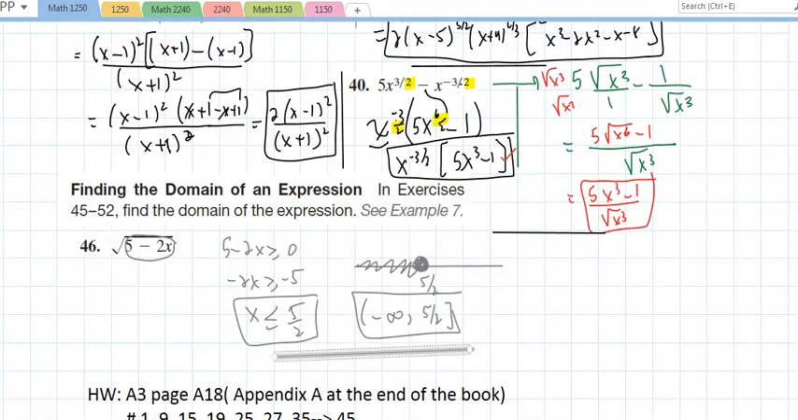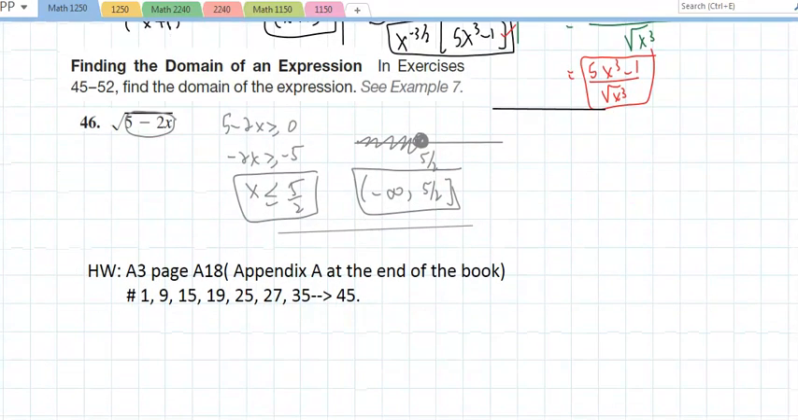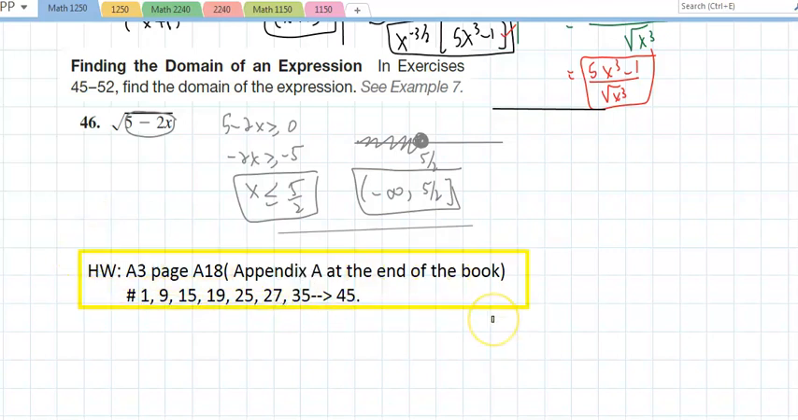And the homework is listed right there. And that concludes this section.